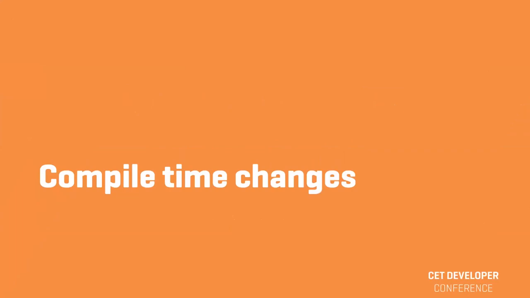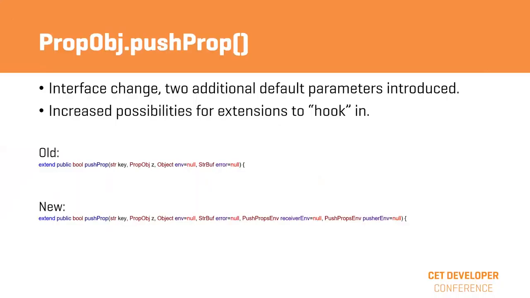We will start with compile time changes. Here we have in the prop obj, the method push prop, there has been a change where two additional default parameters have been introduced. A so-called push props env, one for the receiver and one for the pusher. And the reason for this is to increase the possibilities for extensions to hook into this process or this flow without having to override, for example, the whole push prop method and copy a lot of things.